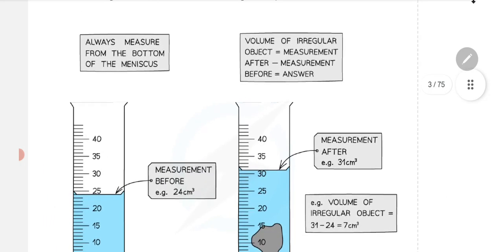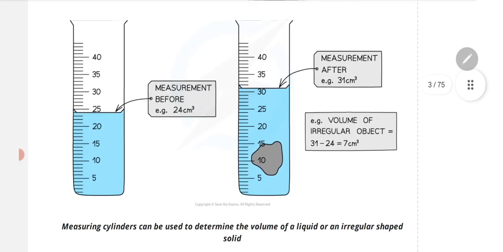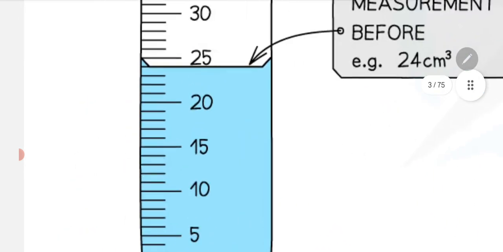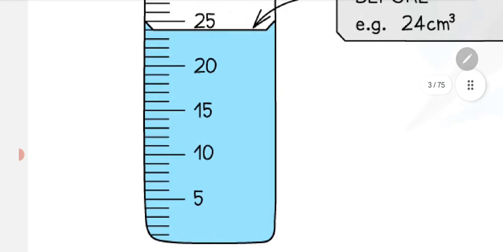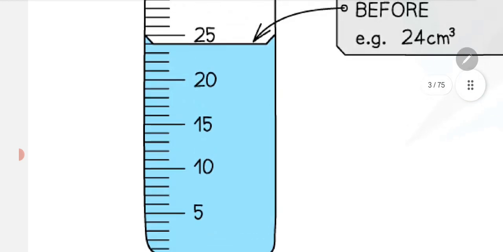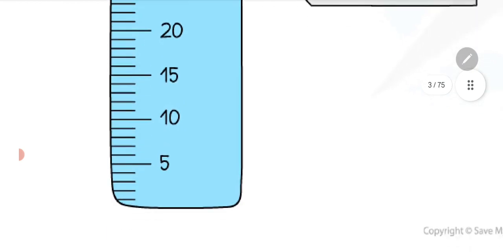The second thing, when you are going to measure the volume, is the displacement method. It is a very simple method. You can find the volume of the liquid initially, and if you are asked to find the volume of this liquid, you can easily find it by observing this 24 centimeter cube.